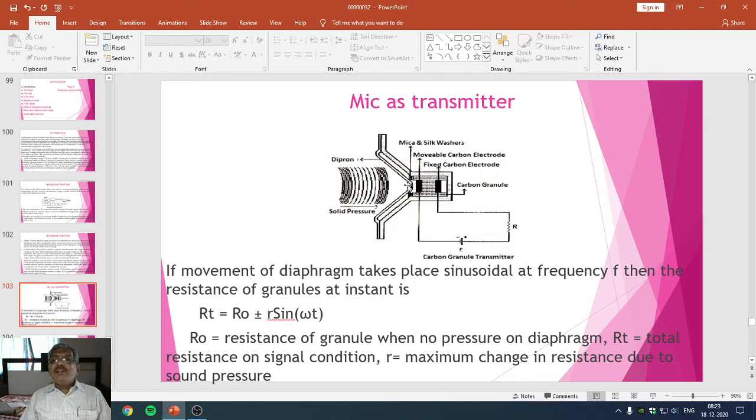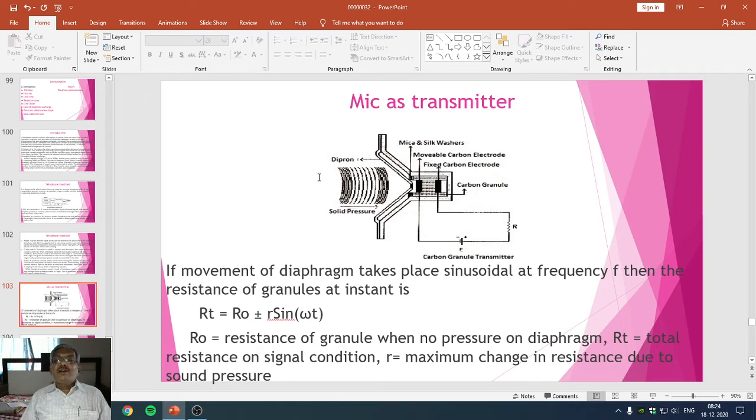When the carbon electrode shifts forward, the carbon granules are compressed, meaning that within a small region, a large number of carbon granules are collected. It will change its resistance. But when the movable electrode moves backward, the space between the movable and fixed carbon electrodes increases, and the carbon granules will be dispersed, which again changes the resistance.